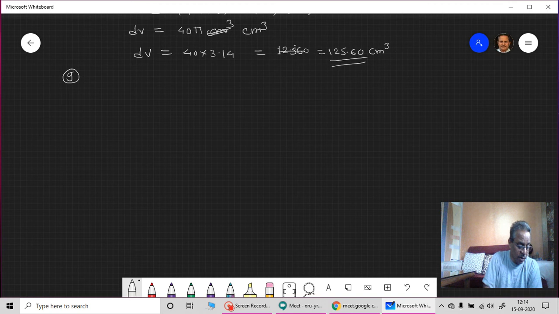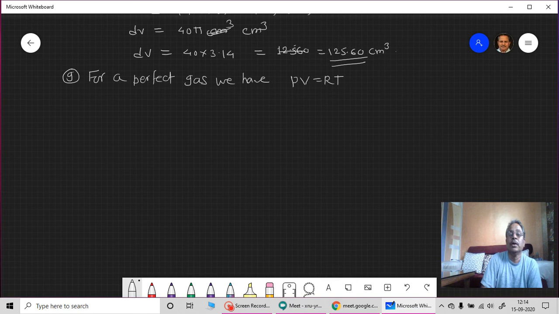Write here the statement. For a perfect gas, we have the perfect gas equation, PV is equal to RT, where P is pressure, V is volume, R is the universal gas constant, and T is the absolute temperature, where this capital R is a constant.